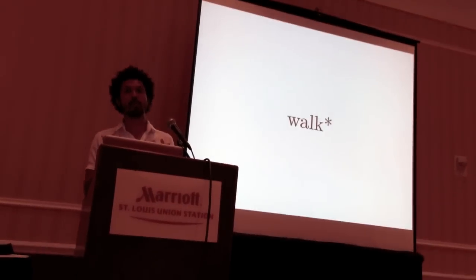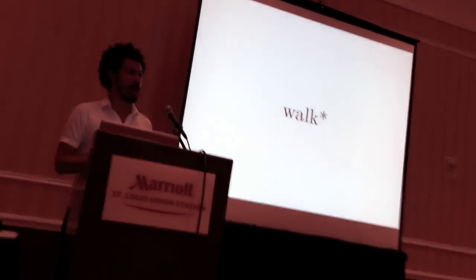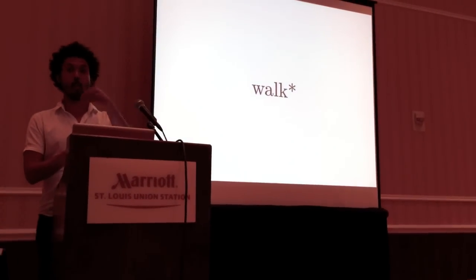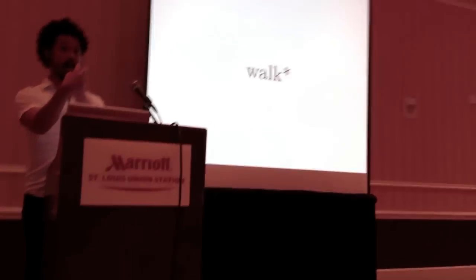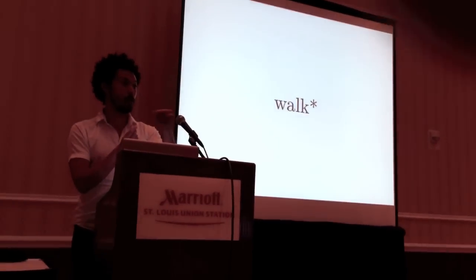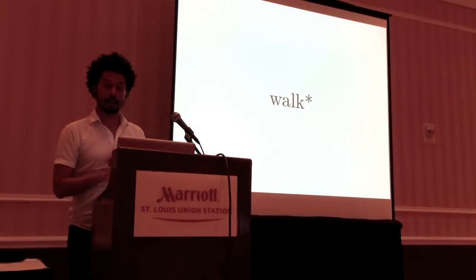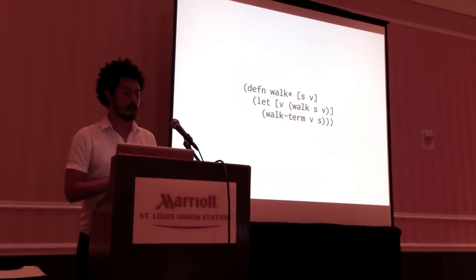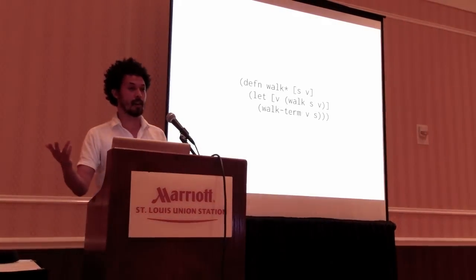So there's a special thing called walk star, which actually completely walks its value. So not only does it walk once, but if we have a list or a vector, we're actually going to go ahead and go through the whole thing and walk all the values inside that thing. So walk star looks like this. Walk star takes a substitution, takes some value, we walk it, and then we walk term.